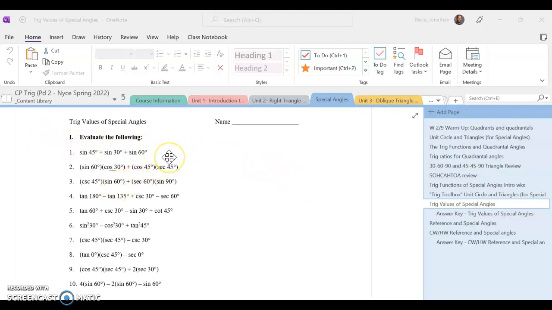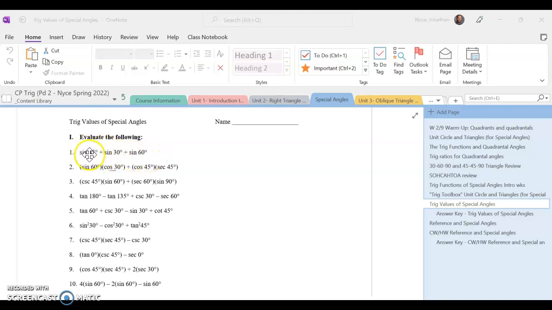I just want to go over a couple examples with you to practice some of what we talked about yesterday with finding the sine, cosine, tangent, secant, cosecant, and cotangent for our 45-degree angles, 30-degree angles, and 60-degree angles. Basically, our special angles in quadrant one. So number one, we're actually finding three different trig functions here, or the sine of three different angles. So we'll just go through how this works.